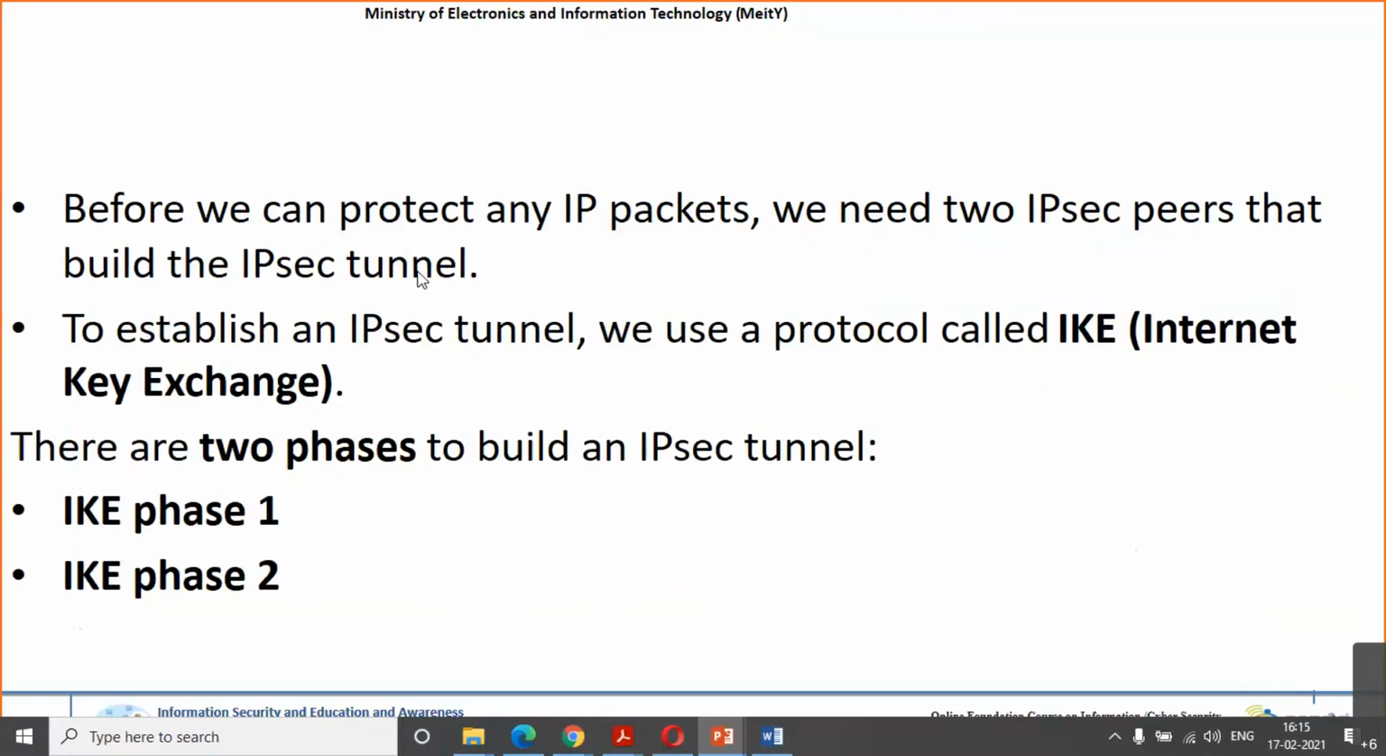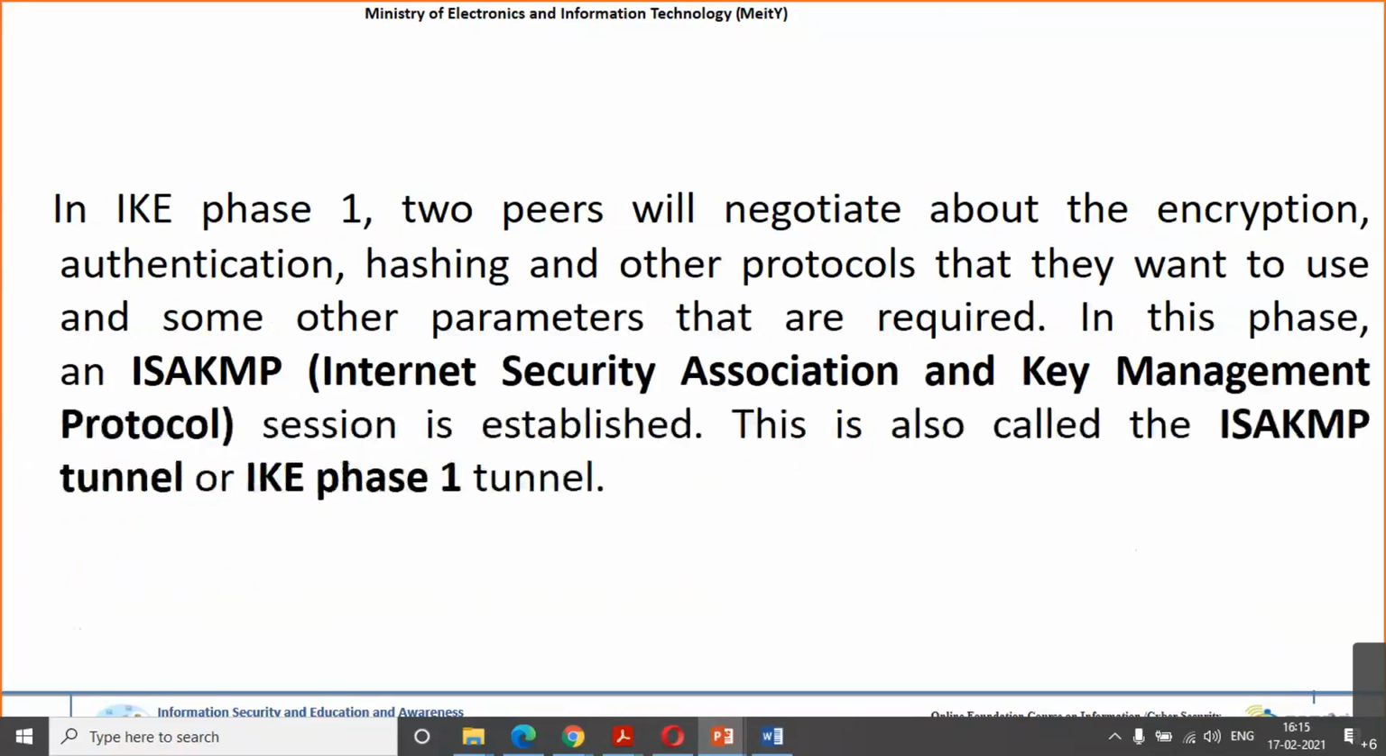To establish an IPSec tunnel, IPSec uses a protocol called IKE, that is Internet Key Exchange, and there are two phases to build an IPSec tunnel, IKE phase 1 and IKE phase 2. In IKE phase 1, two peers negotiate the encryption, authentication, hashing and other protocols that they want to use, and some other required parameters. And an Internet Security Association and Key Management Protocol session is established. This is also called the ISAKMP tunnel or IKE phase 1 tunnel.